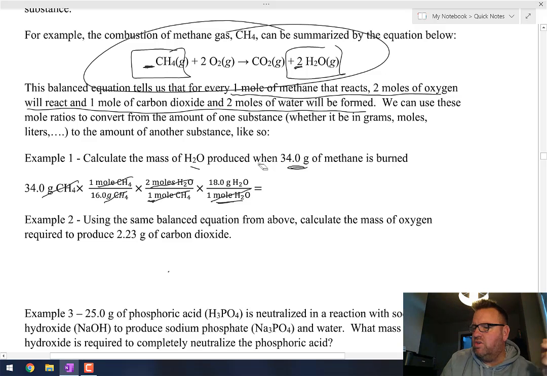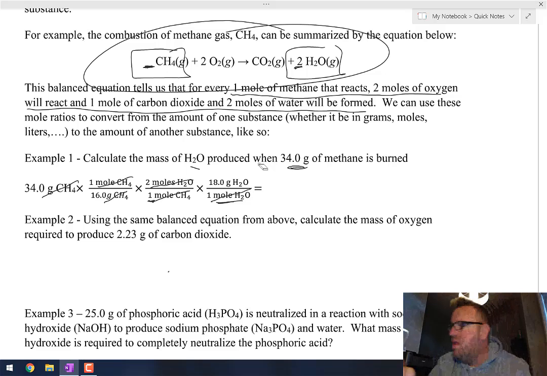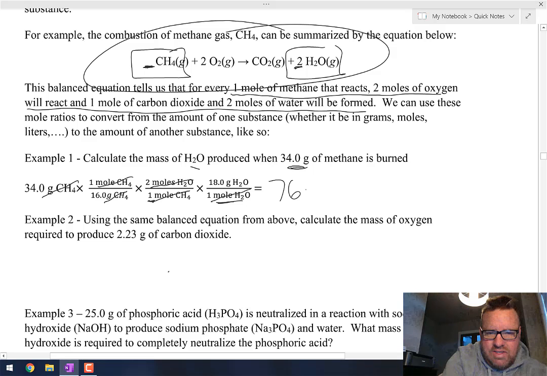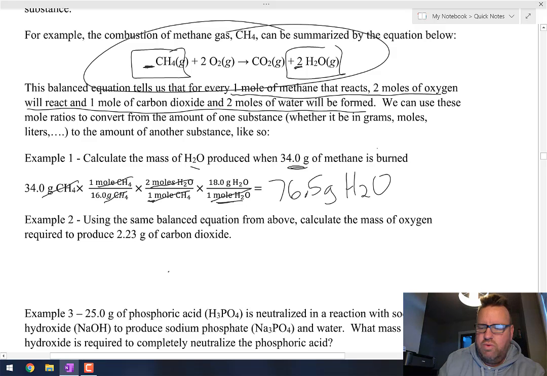So now I can just go to my calculator, and I'm going to take 34, and I'm going to divide by 16, and I'm just going to go left to right. So 34 divided by 16, remember, ignore all the 1s, and then there's a 2 on the top, so I'm going to multiply by 2, and then I'm going to multiply by 18, and I get 76.5 grams of H2O.